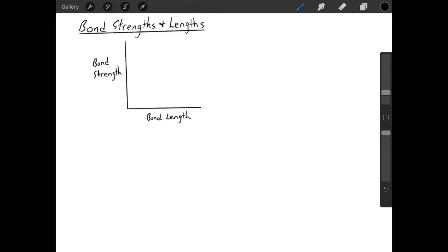As a general rule, bond strength and bond length are inversely proportional. So the stronger your bond, the shorter that bond is, and the weaker your bond, the longer the bond is. So we can look at single bonds, double bonds, and triple bonds. Single bonds are the weakest bonds, and they happen to be the longest. Triple bonds, on the other hand, are the strongest bonds, and they're also the shortest.